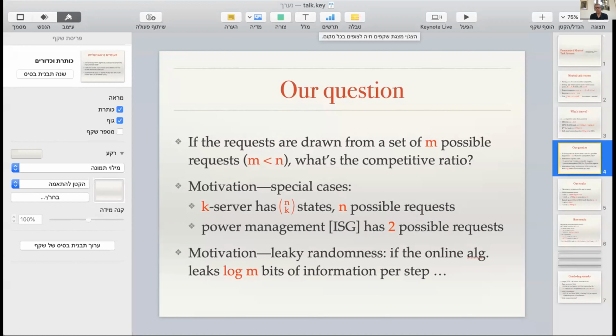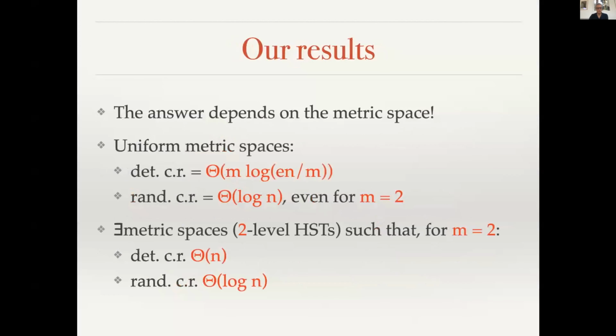This is only interesting if the number of possible requests in the sequence is much smaller than the number of states in the metric space. And there are several motivations for this. I'll get to the second motivation on the last slide. Here I want to talk about our results. I'll survey our results very briefly and then conclude. And if there's any time left, you can ask questions, or otherwise look at the more detailed, pre-recorded talk.